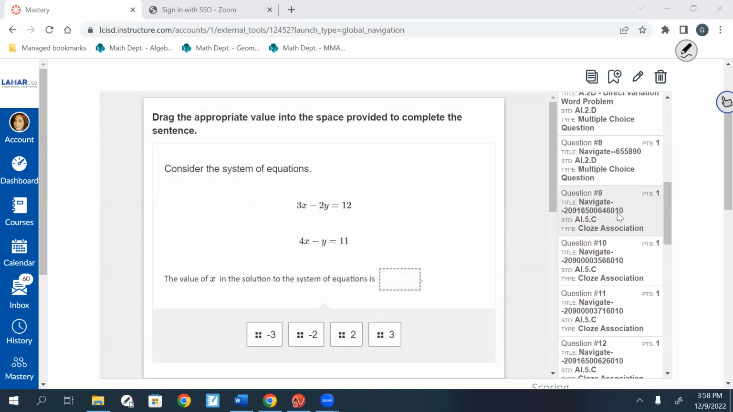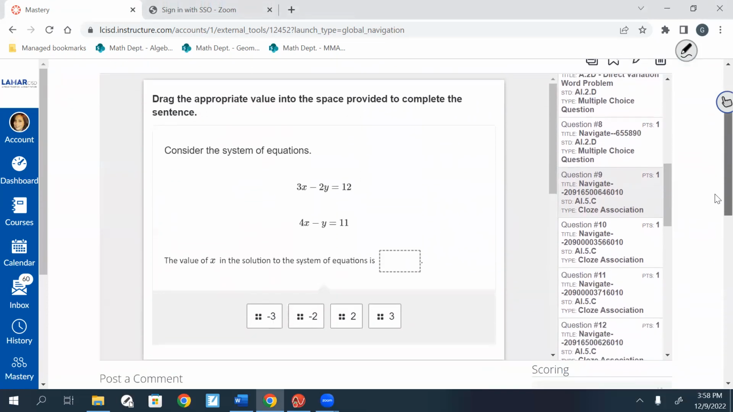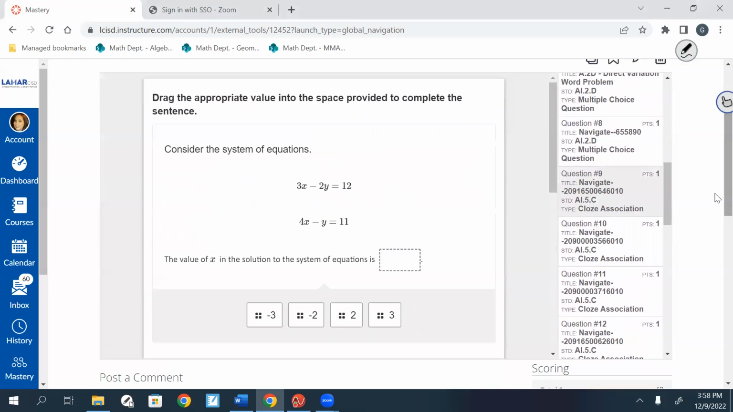Now the next one here, it says we are going to consider the system of equations, and they want us to find the value of x in the solution. So y'all, this one is really easy. They have 3x minus 2y equals 12. I don't want to go make that y equals. What I'm going to do is instead use the system solver that we learned about.